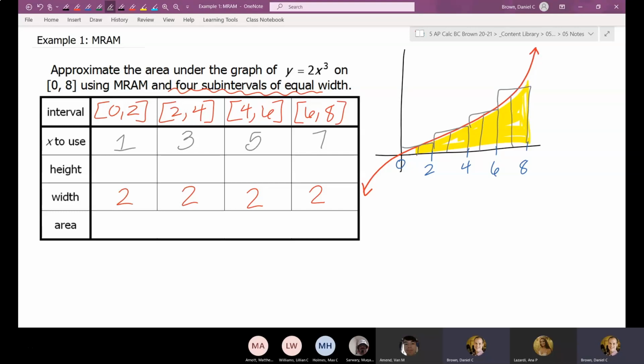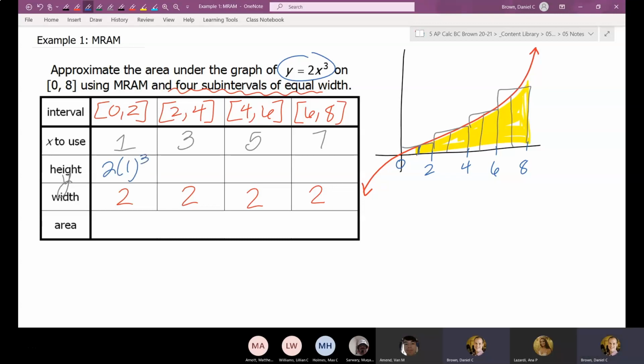And so then we need to find the height. Well, which coordinate, again, are we associating with the height? The y-coordinate. So we have the x-coordinate. They give us the function. We can plug it in to find the y-coordinate. So what's the height of that first rectangle? The height of that first rectangle is 2 times 1 cubed.